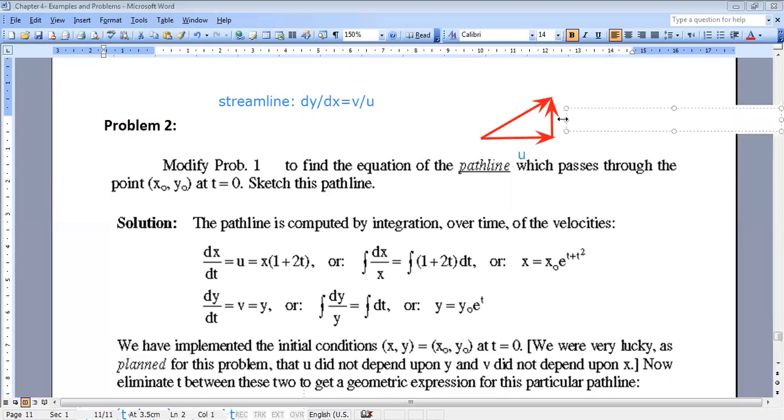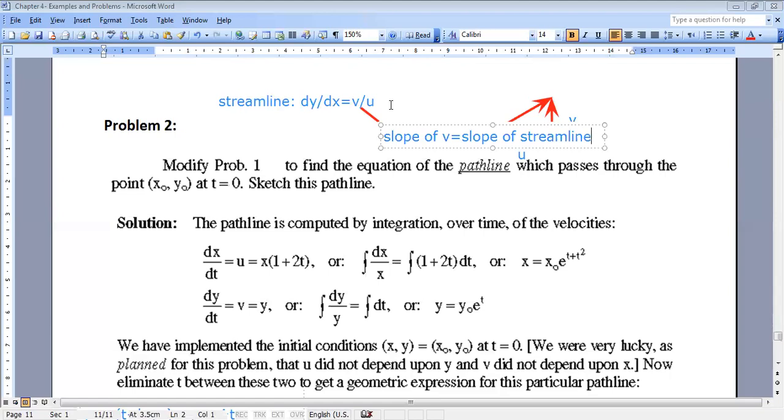Because when you do v over u, what do you get? V over u is equal to the slope of the velocity vector. And as we know, the streamline is tangent to the velocity vector, so they have the same slope. This is why mathematically, to find the streamline, you do dy by dx equals v over u. Once you do this, you can do separation of variables and you get y as a function of x.